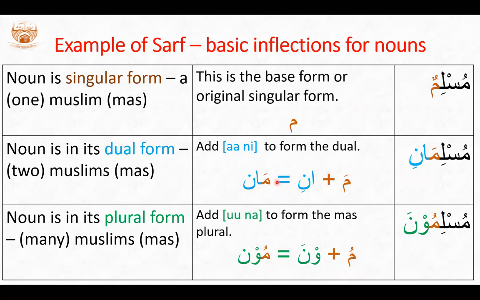Nasirani. What did we add? Ani. And we got the dual form, nasirani, two helpers. How are we going to say many helpers? We are going to add una to the word. Nasir plus una gets nasiruna. Nasiruna means many helpers. So this is an example of sarf in action. We learn some form of a template, some addition, and that now gives us similar new meanings.